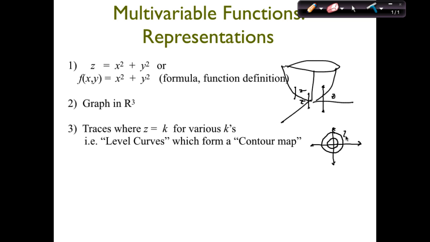So this is z equals 4. This is z equals 1. So it's also kind of like a topological map, right? Staying on a curve means staying at a constant z value. Moving from curve to curve means changing z value. But you put these all together, so for a paraboloid, it's going to be all these concentric circles.